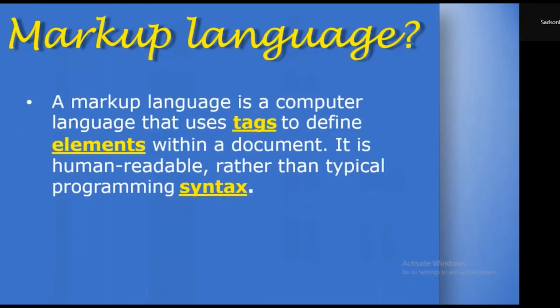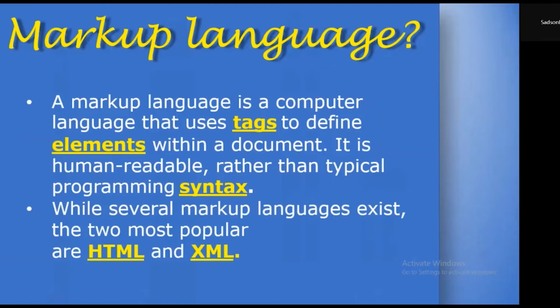What is a markup language? A markup language is a computer language that uses tags to define elements within a document. It is human readable rather than typical programming syntax. So it's different from programming languages. It has tags which make up elements. While several markup languages exist, the two most popular are HTML and XML. We are going to focus on HTML. We're not going to be talking about XML, but it's one of those other languages which is a markup language.